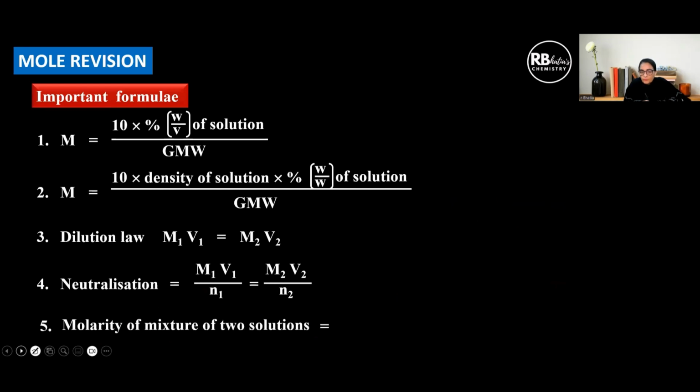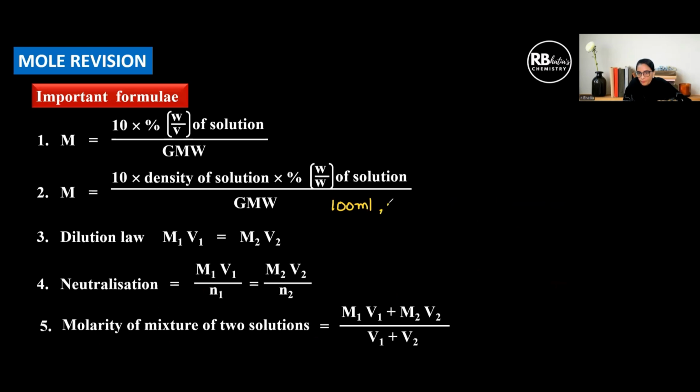The next is to find out the molarity of a mixture of two similar solutions. To make you understand this concept, let us suppose I have 100 ml of 0.1 molar HCl mixed with 200 ml of 0.3 molar HCl. And I ask you the total H plus ion concentration.